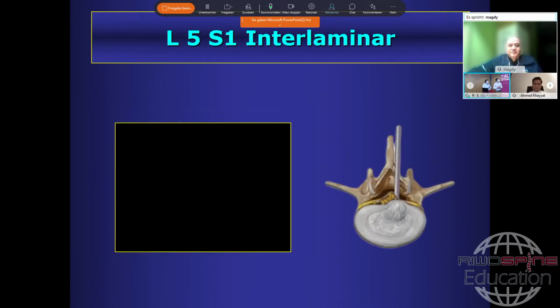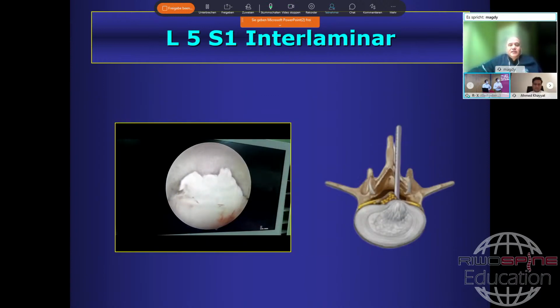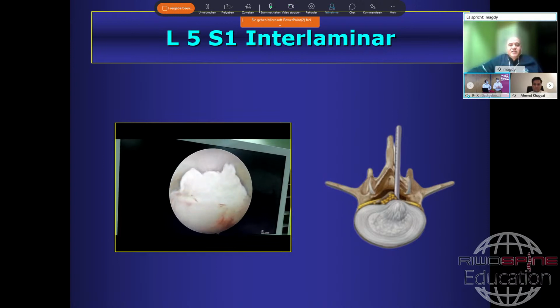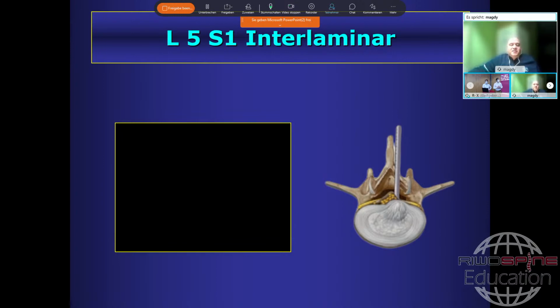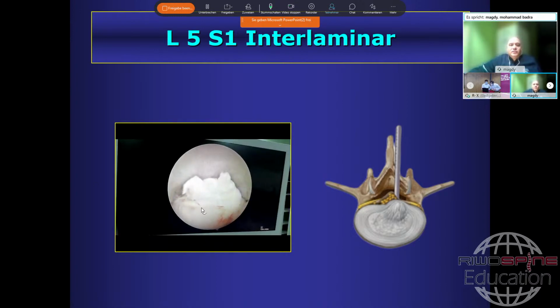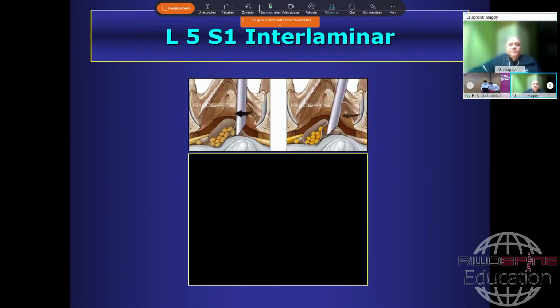Next, please. And this is the case here. You see, I found a big piece in the beginning. So I always prefer to remove this piece to lower the tension on the dura and the root. And that allows me, as you will see in the next slide, the magic movement of the tube.